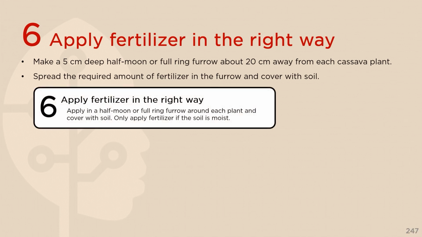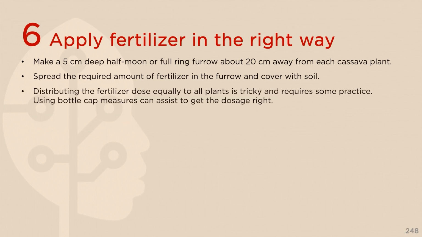This is also summarized in Step 6 on the farmer's worksheet. Apply in a half moon or full ring furrow around each plant and cover with soil. Only apply fertilizer if the soil is moist. Distributing the fertilizer dose equally to all plants is tricky and requires some practice. Using bottle cap measures can assist to get the dosage right.